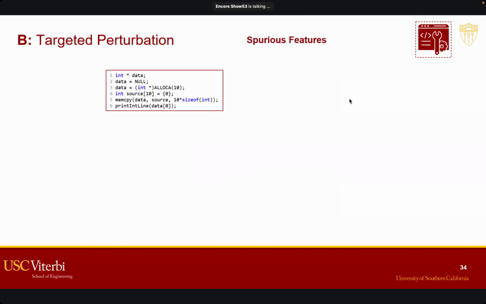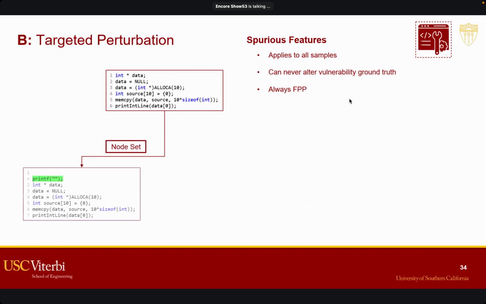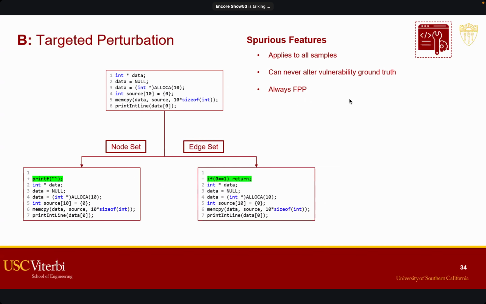For spurious features, there are some things to keep in mind. Since these are properties of all samples, you want to make sure that these perturbations apply to all samples. And because they're spurious features, they can never alter the vulnerability ground truth, and therefore there will always be feature-preserving perturbations. So the perturbation for the node set spurious feature looks something like this. We just add an empty printf statement. And for the edge set one looks something like this, where we just add an unsatisfiable condition at the start.